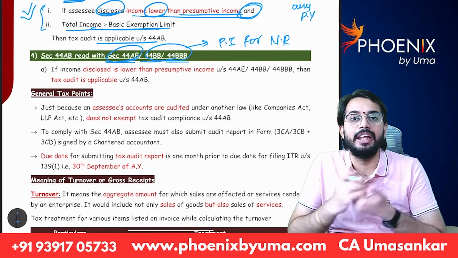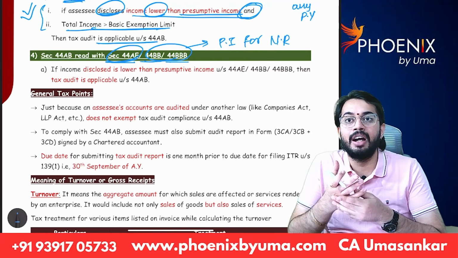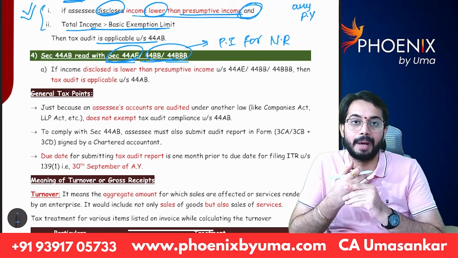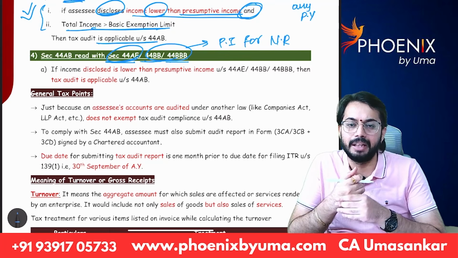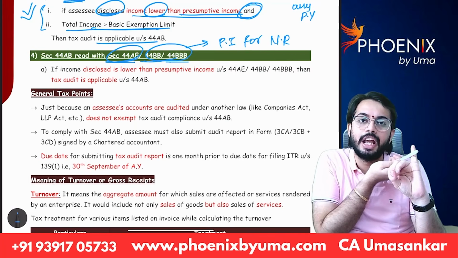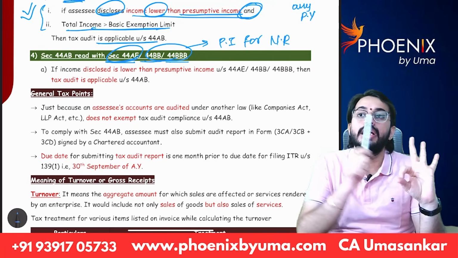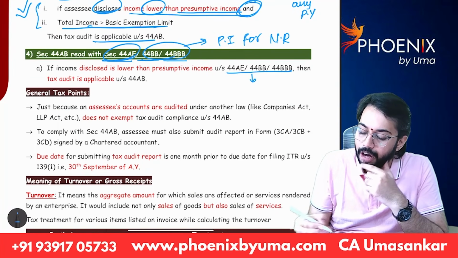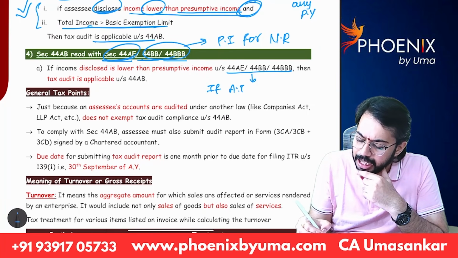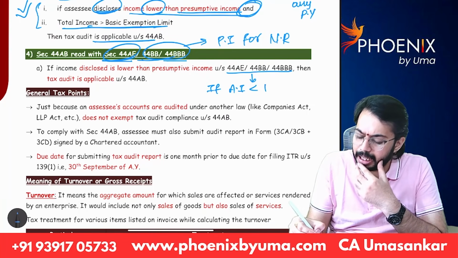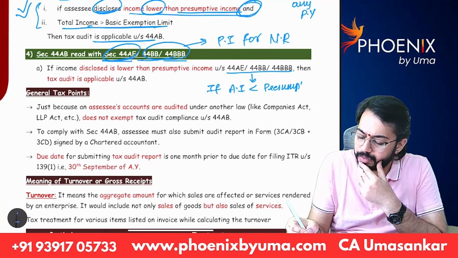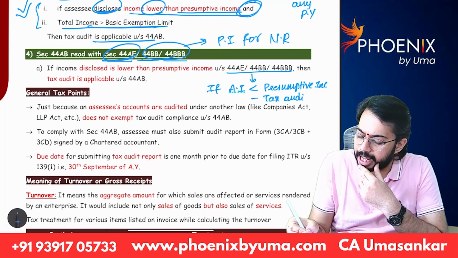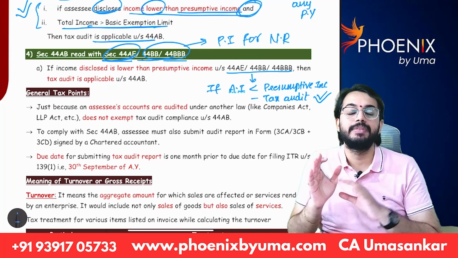So like 44AE, how much is presumptive income? We have heavy goods vehicle and light goods vehicle. For heavy goods vehicle 7,500 per month. For light goods vehicle 1000 rupees per month. So those who are choosing 44AE, 44BB, 44BBB should disclose presumptive income. But if actual income is less than presumptive income, then tax audit is applicable. Are you able to understand? Simple.